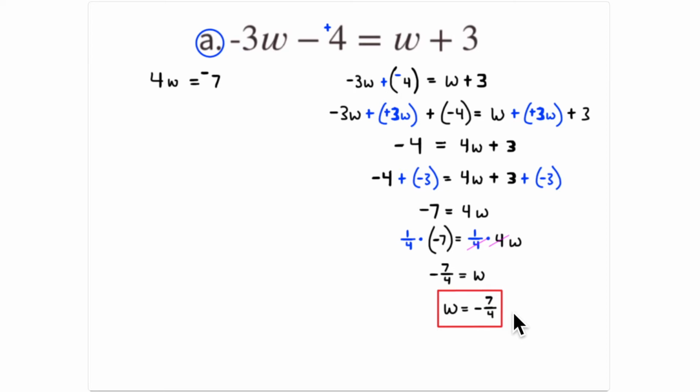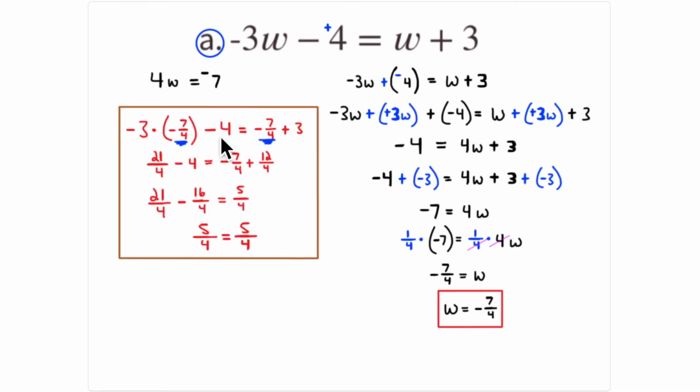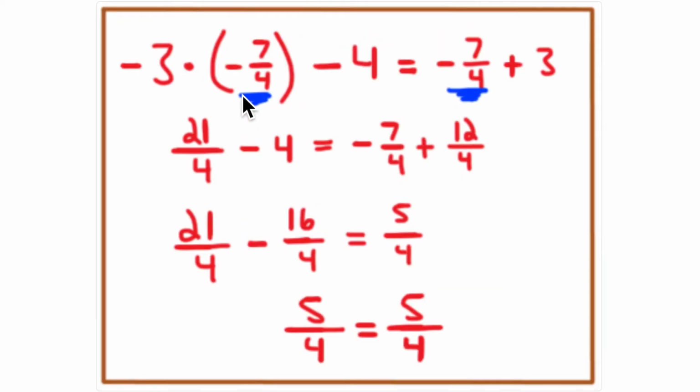Now to check this, you can take the negative 7/4 and replace it with w. And I'm going to zoom in on this. So negative 7/4, this is where the w was. And I have always just thought about this. Well, you just multiply this out. 3 times a negative 7/4, the opposite of that. This would be negative 21/4, but the opposite of that is a positive 21/4. Here is subtracting 4. You could add a negative 4. Over here, you have 7/4.